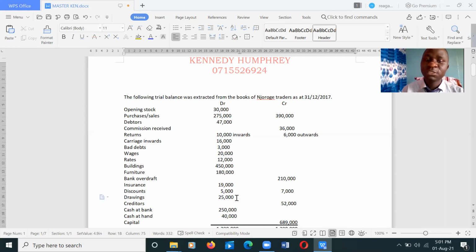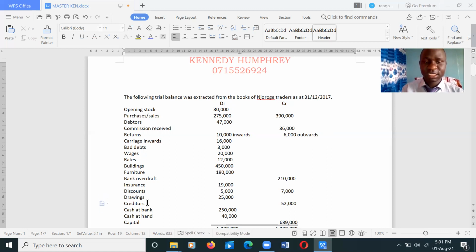Another thing, we have net profit. Net profit increases capital, and therefore it is added on capital. Another one that we have is net loss. Net loss will also reduce capital. And then we have additional investments. So when you make additional investments, it will also increase capital. Then we have cash at bank.